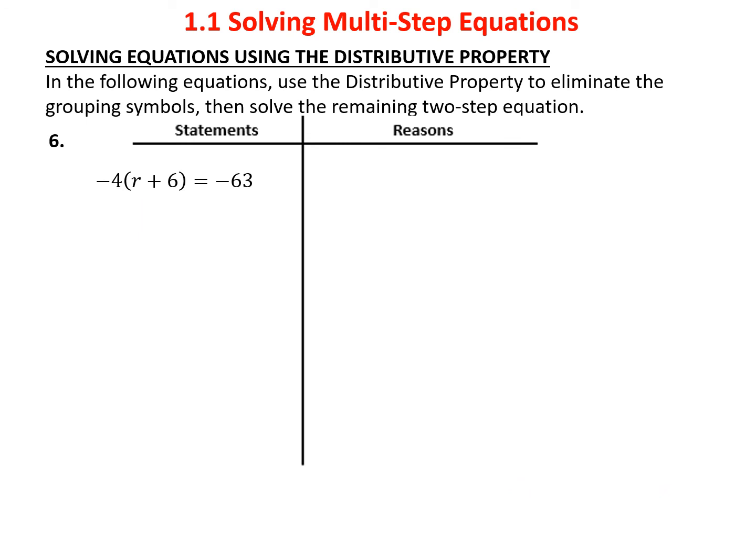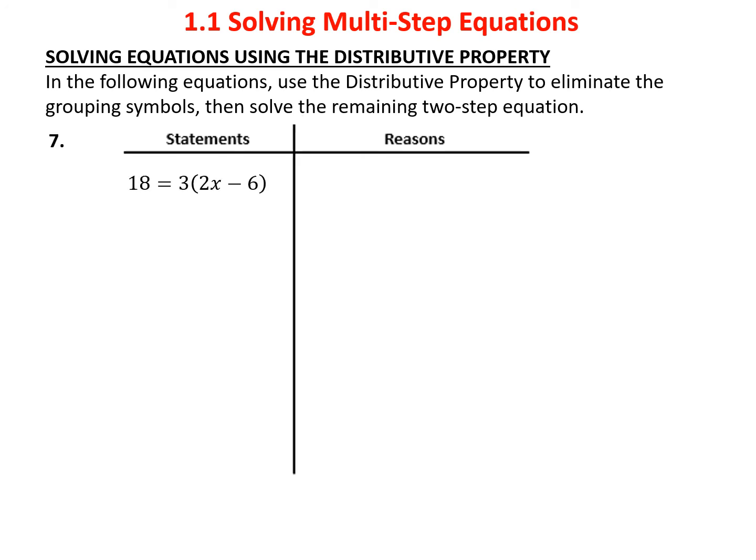Now we're going to use what we learned in problem 5, how to use the distributive property, to solve problems 6, 7, and 8. Notice the process again. First, you will undo the grouping by using the distributive property. Then you'll have a two-step equation. You'll undo the addition or subtraction first, and then you'll undo the multiplication. Good luck.